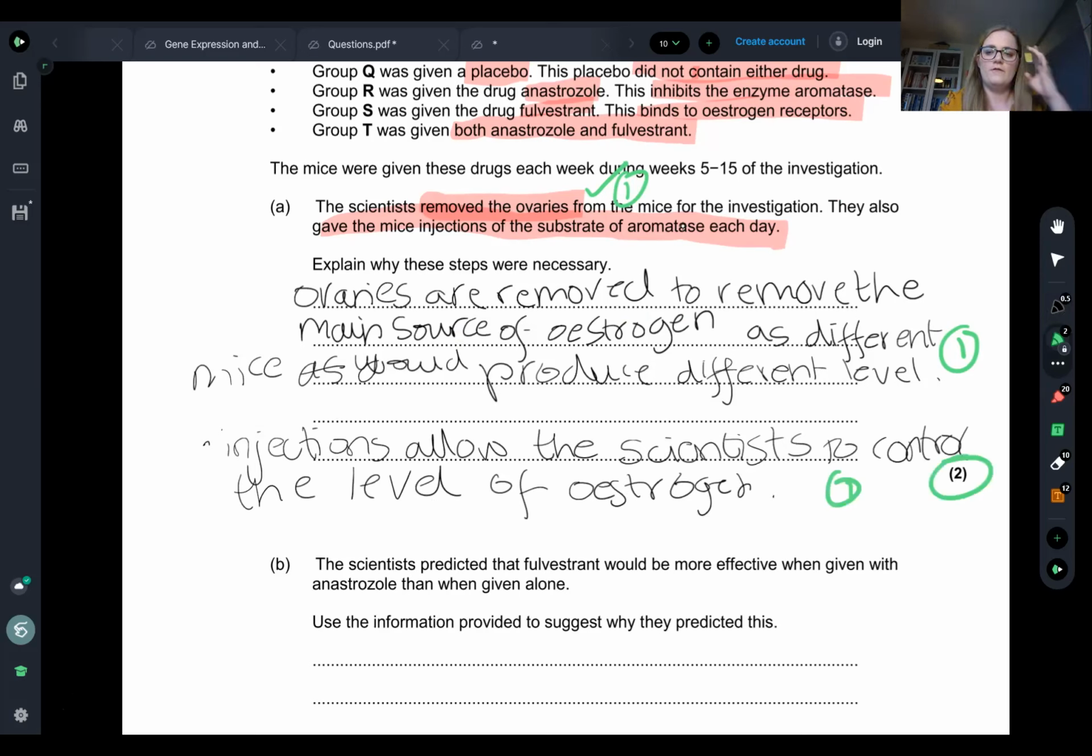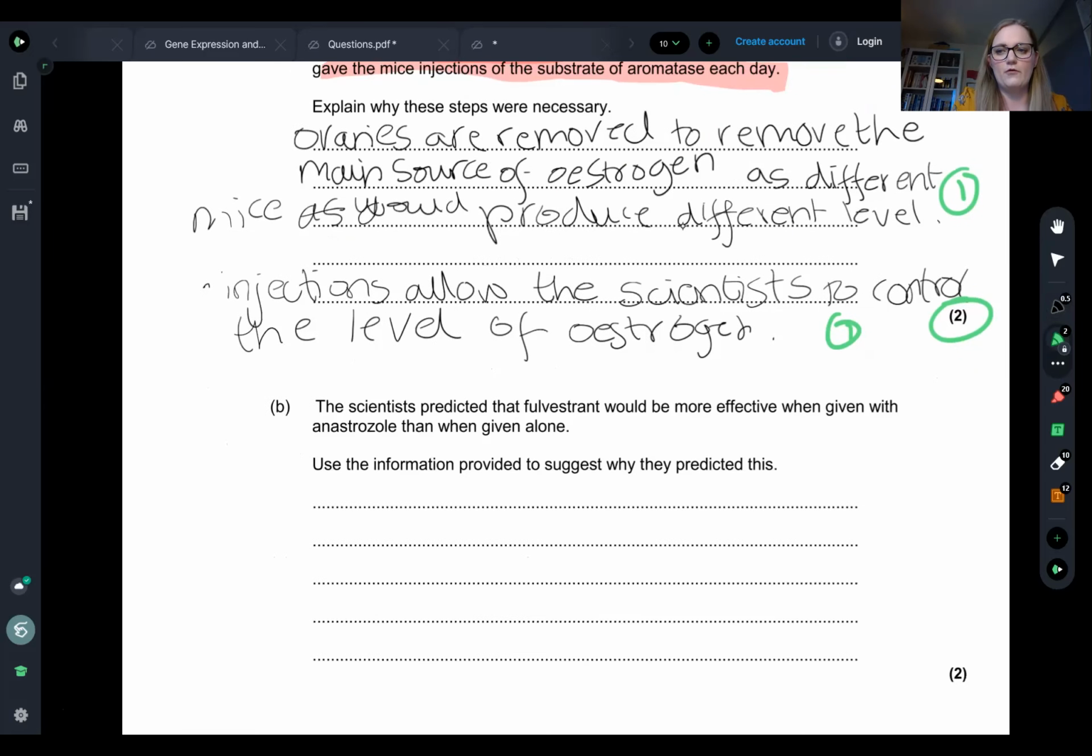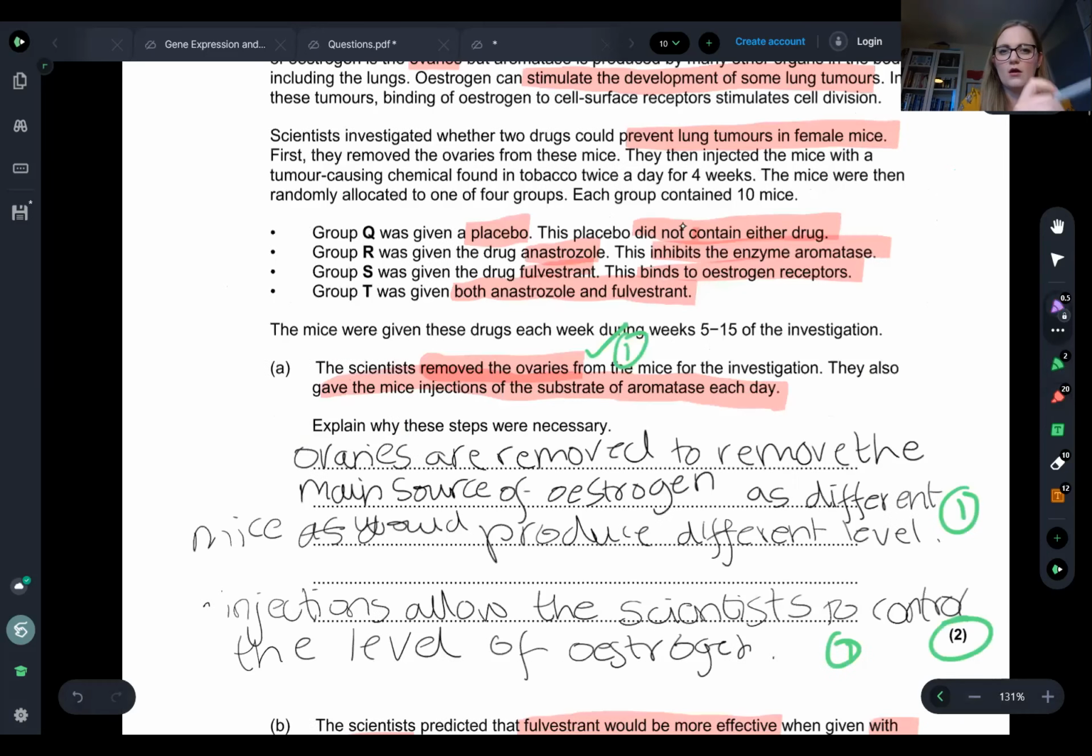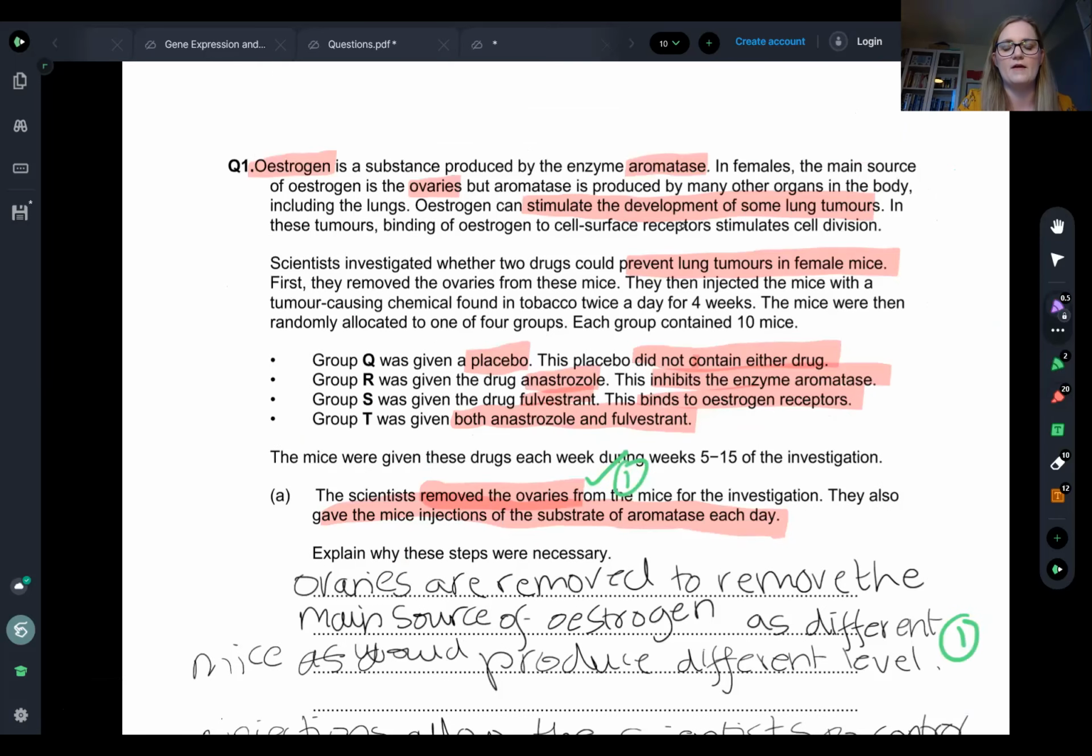So the question then goes on to say, the scientists predicted that fulvestrant would be more effective when given with anastrozole than when given alone. Use the information provided to suggest why they predict this. So let's go back and look at what this question is actually all about. They're investigating whether 2 drugs could prevent tumours in female mice. So we're looking at ways to prevent tumours.